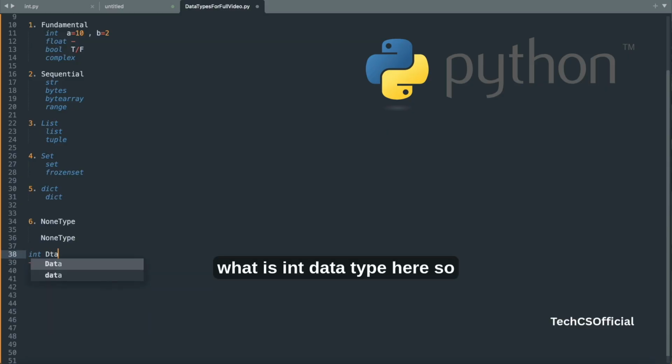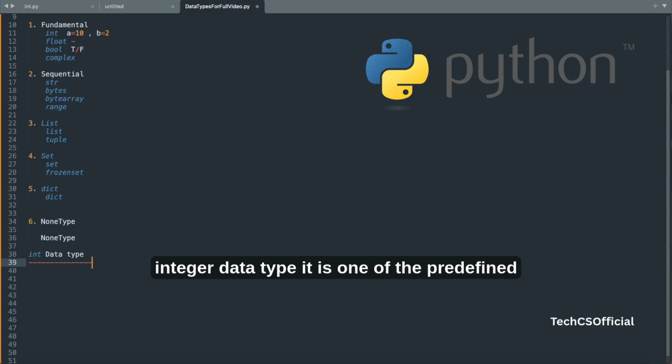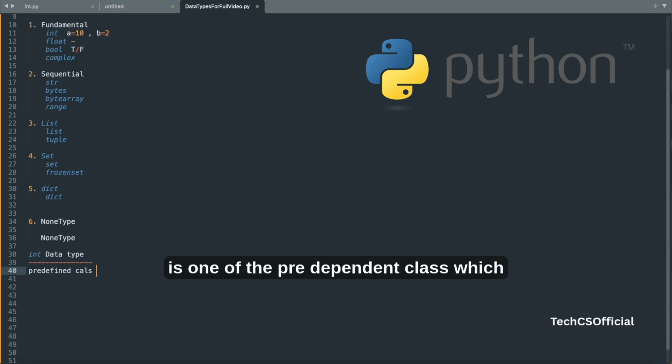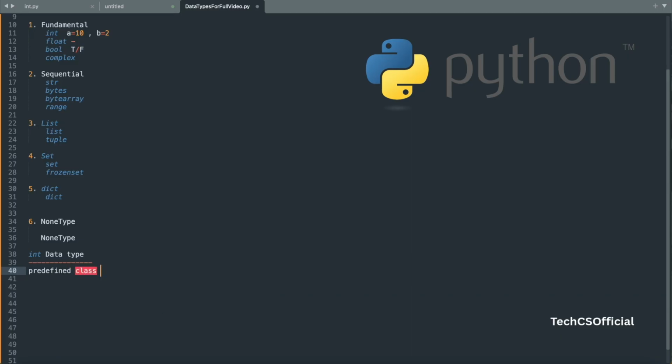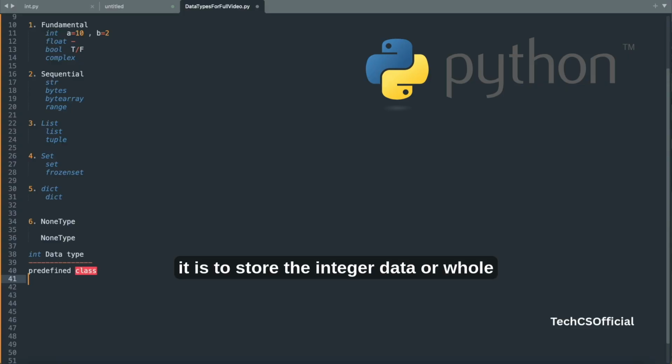So what is the int data type here? The integer data type is one of the predefined classes which comes under the fundamental category. The purpose of int is to store integer data, or whole numbers, or integral numbers without decimal values.